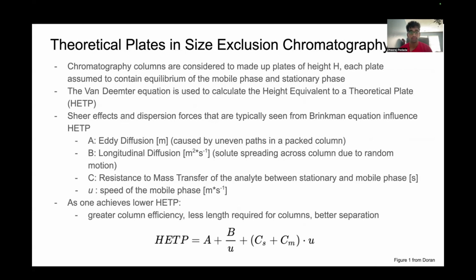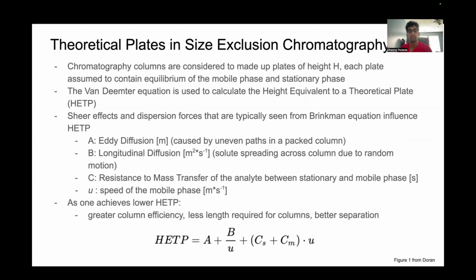So this equation takes into account three constants, which are A, B, and C. A represents the eddy diffusion, which is typically caused by uneven paths in a packed column. Then we have B, which is longitudinal diffusion, which is basically from the solute spreading across the column due to random motion. And then we also have C, which involves the resistance to mass transfer of the analyte between the stationary and mobile phases. And lastly, we have u, which represents the speed of the mobile phase.